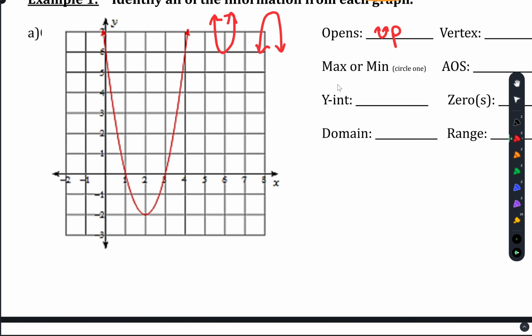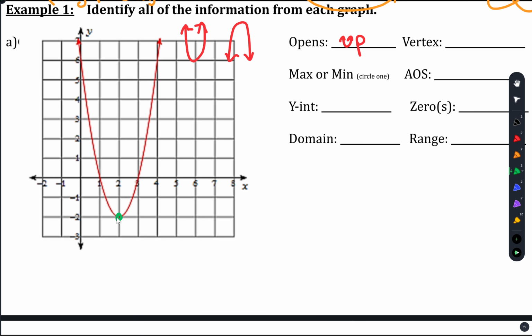The vertex is the next part. We're going to label this point right here as 2, -2. And is that vertex a maximum value or a minimum value? Chaz? Yeah, it's the lowest point on there, so that's a minimum. I'm going to draw my axis of symmetry. That's what splits my graph in half. The axis of symmetry always starts with x equals, and then I take the x value for my vertex and put it in there.